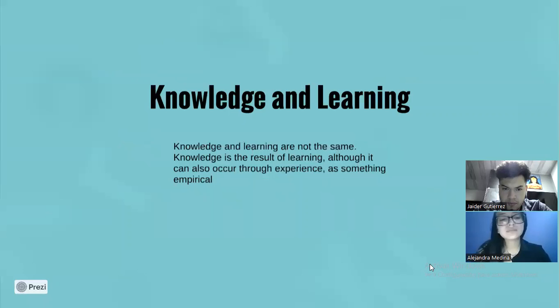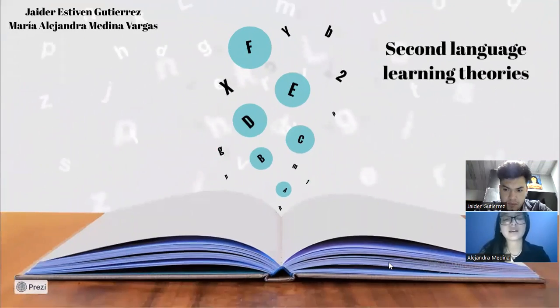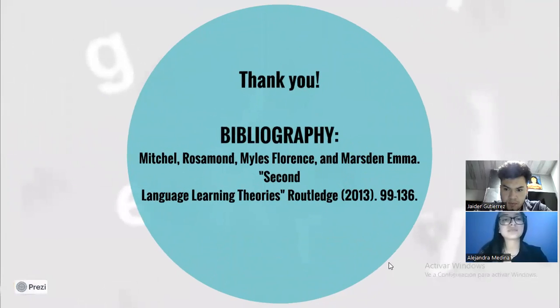And finally, we can see that knowledge and learning are not the same. Knowledge is the result of learning, although it can also occur through experience, as something empirical. We can see it all the time in the classroom with the children and their process of learning.